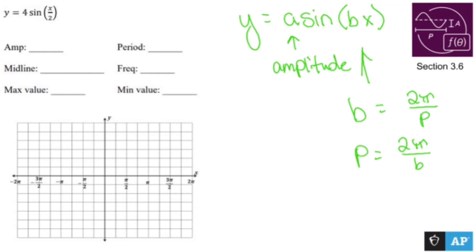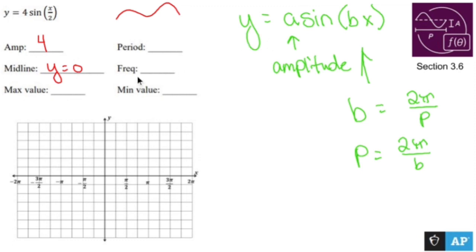First things first, before we even graph, the amplitude is the number in front of sine, and in this case, the number in front of sine is 4, so the amplitude is 4. The midline is when you cut the graph directly in half. The midline is found by whatever number you add to this whole sinusoidal function. I'm not adding anything. So the midline is the x-axis, so we will say the equation y equals 0.